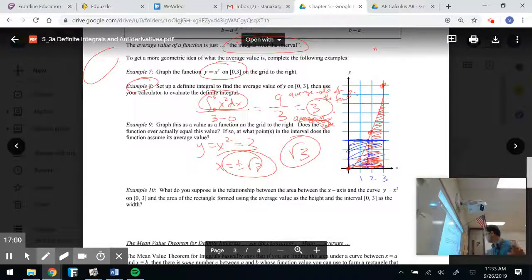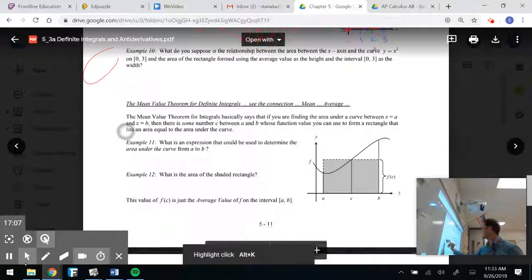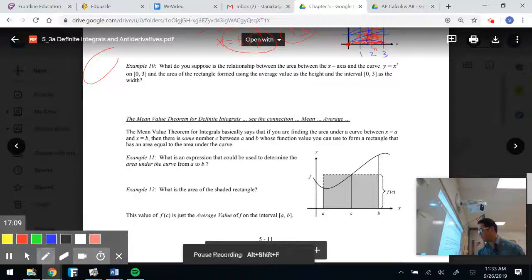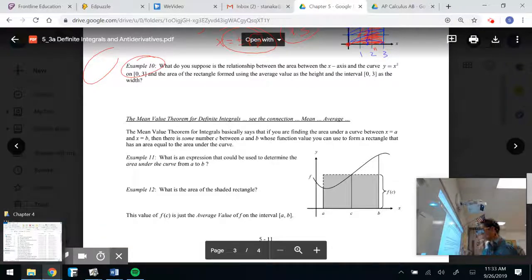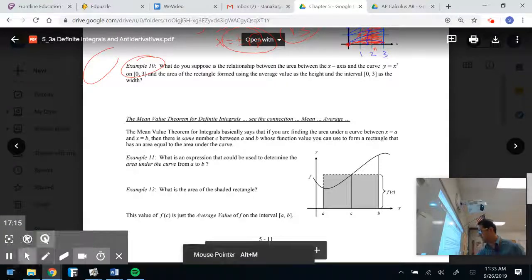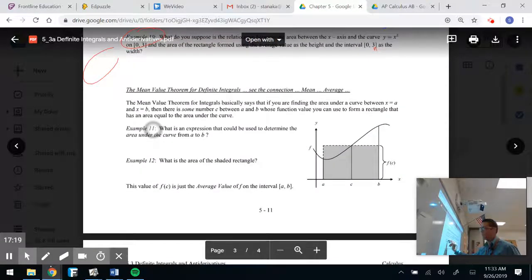Example 10. What do you suppose is a relationship? Oh my gosh, I just kind of answered that entire question right there. So since I answered that question, let's just keep on rolling. That example 10 right there, I answered the whole thing. That blue area was equal to the red area. That's kind of crazy to even think about. Homie's over here, he's tripping. All right, here we go.